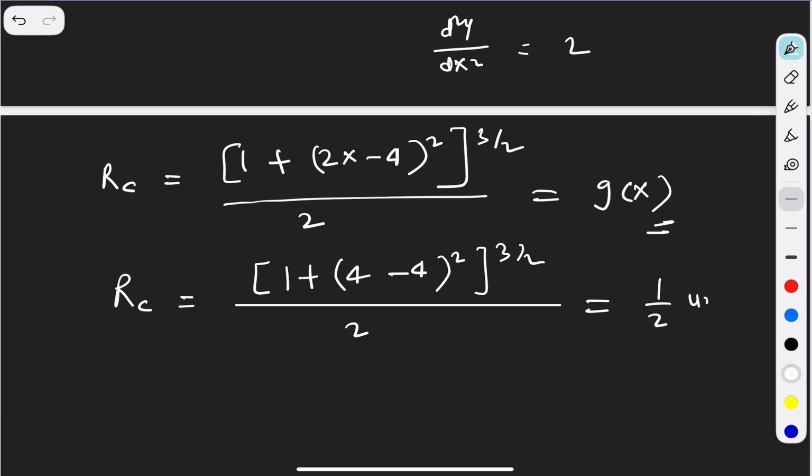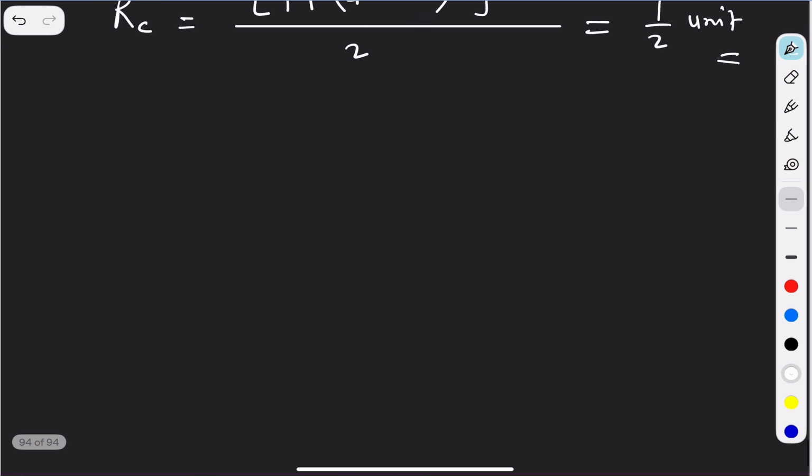So 0.5 unit guys, whatever the unit you are using, you can use that, and you can report the data of radius of curvature for that situation. Okay, now guys, I hope you understood how we should use this formula or this relationship for that kind of problems. Okay, now guys, coming to the different part of the problems, like let's say this is the question.